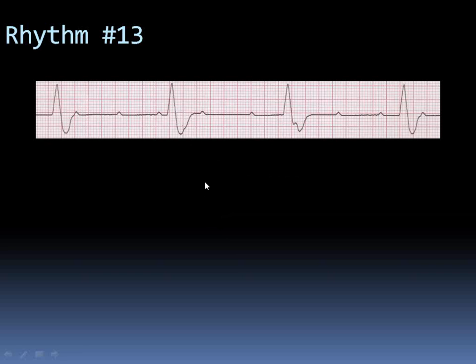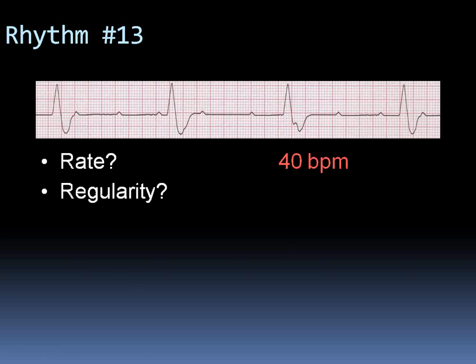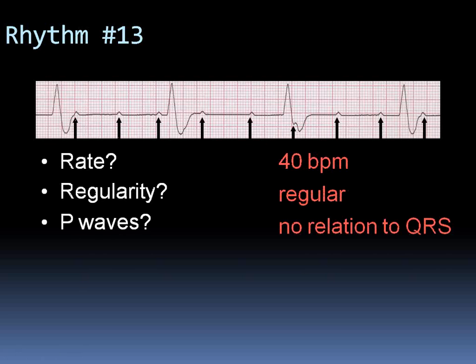The rate of the QRSs is going to be extremely slow because this is a rhythm which is originating from the ventricle. This is not coming from the AV node, this is not coming from the sinus node. This is complete heart block with AV dissociation. Extremely slow rate, very regular, many P waves, but there is no relationship between P and QRSs.